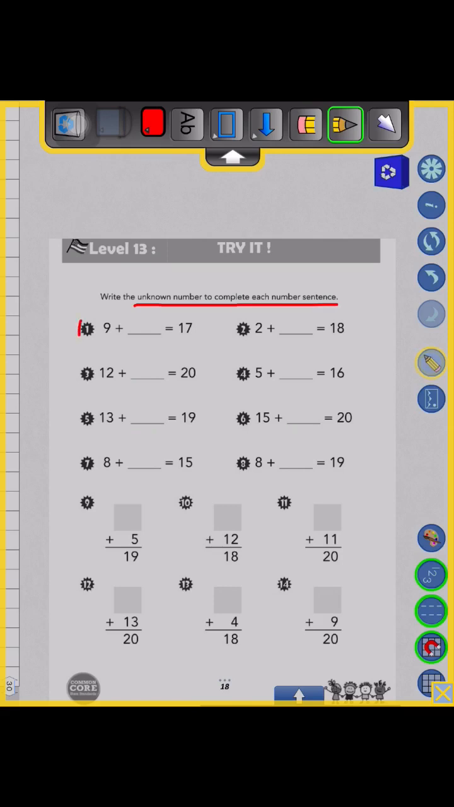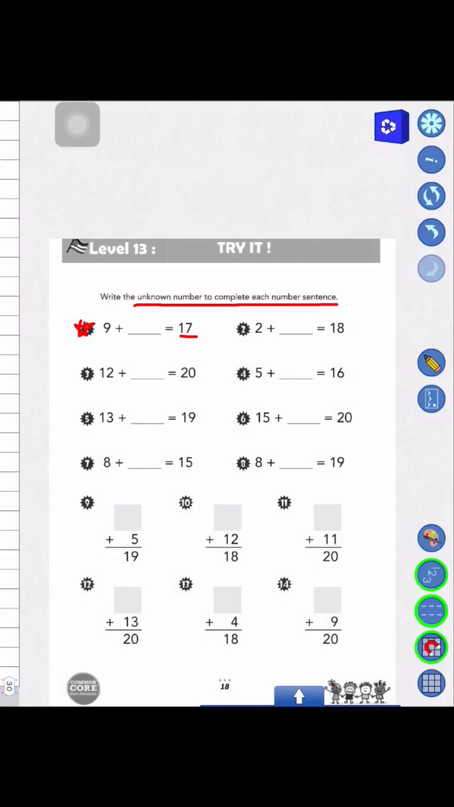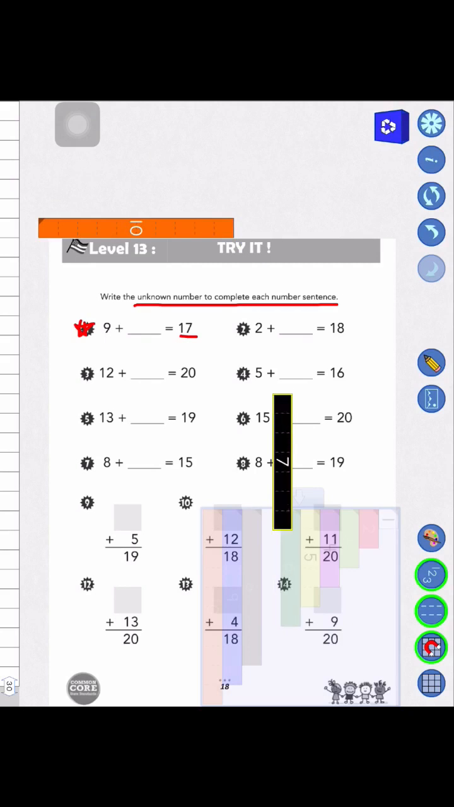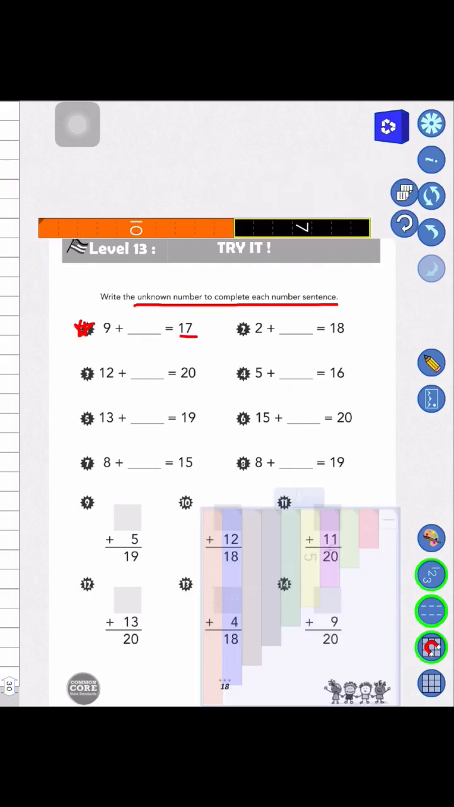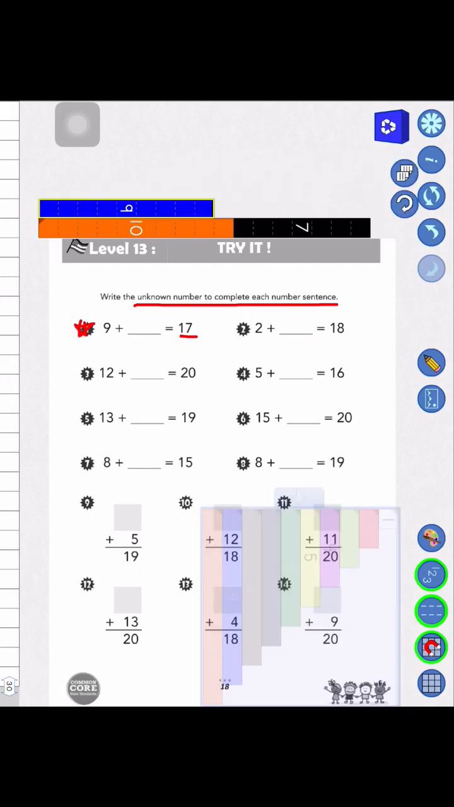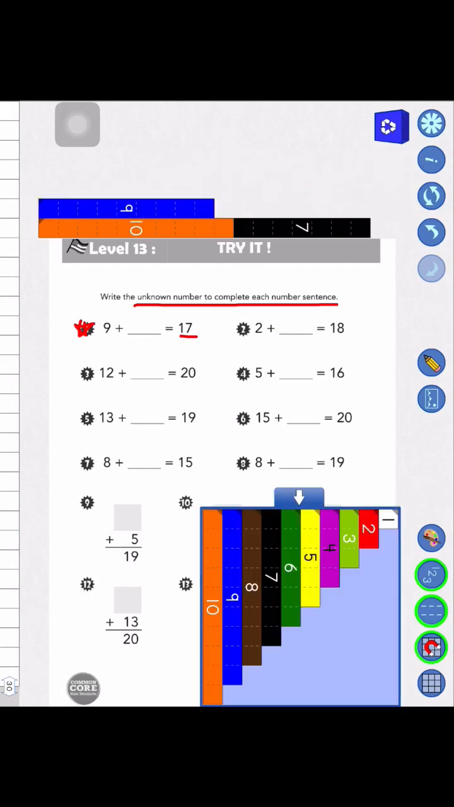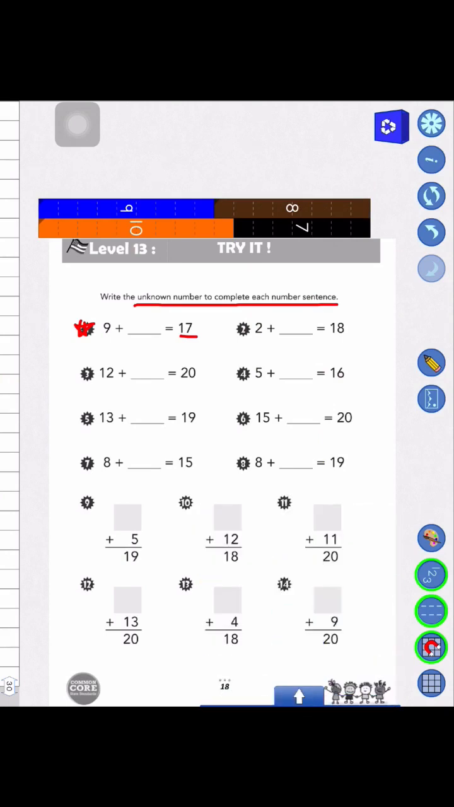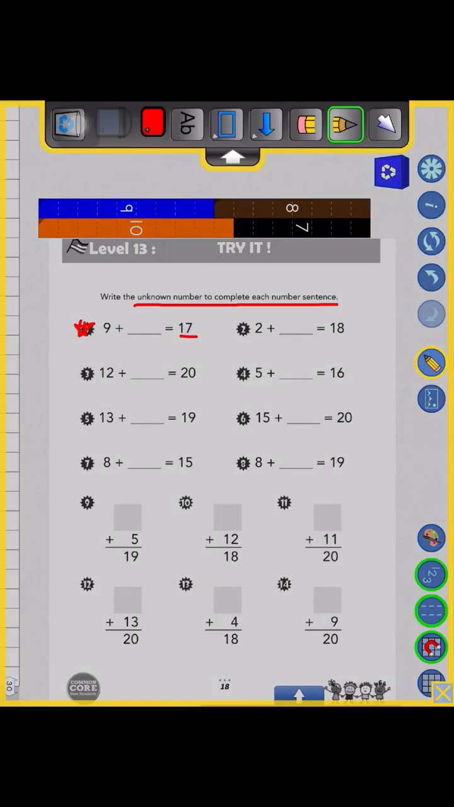Write the unknown numbers to complete each number sentence. For the first question, 9 plus something equals 17. So 17 is 1 ten and 7. So we put the number 10 row and number 7 row, and also we put a 9 here. Between 17 and 9, how many square differences? Yes, it should be 8. So 9 plus 8 equals 17, because the lengths are the same.